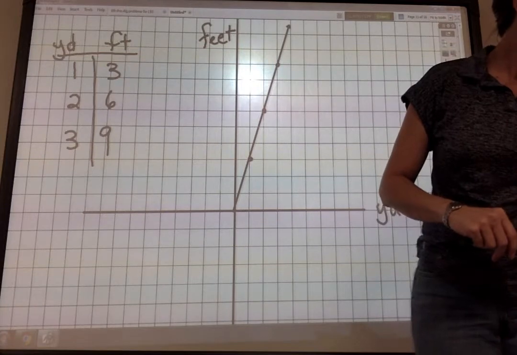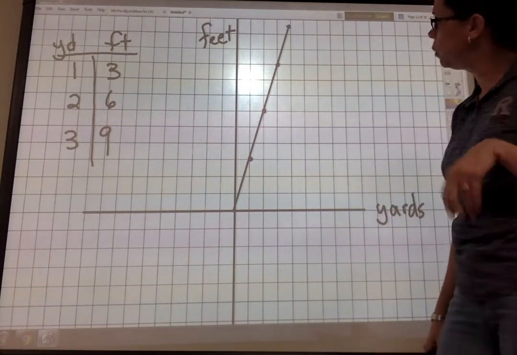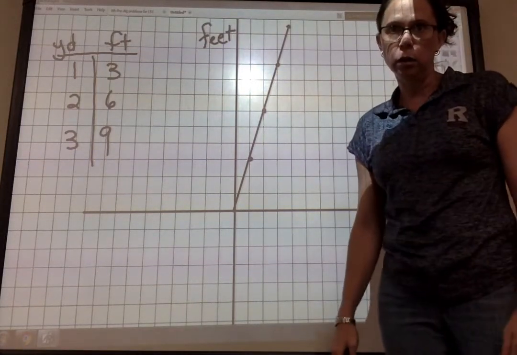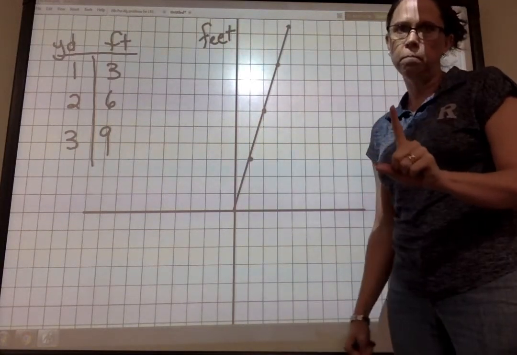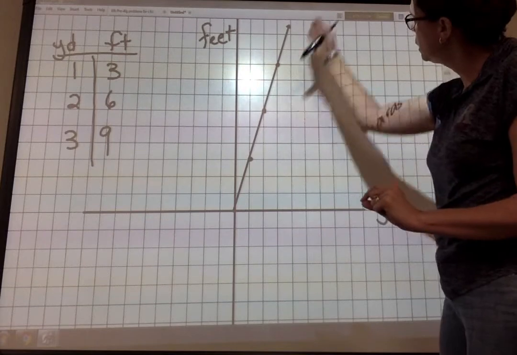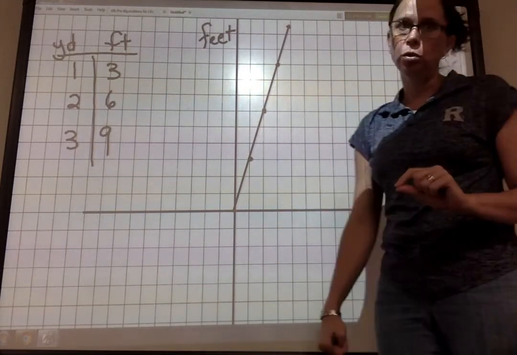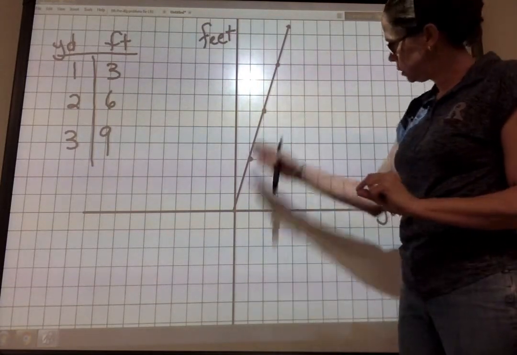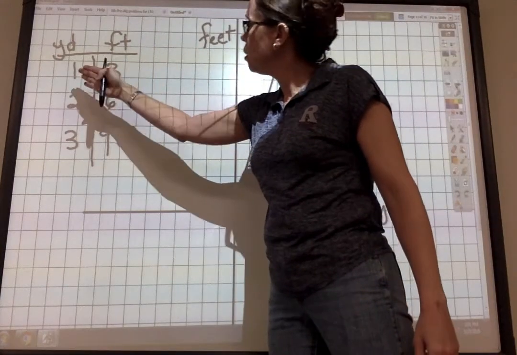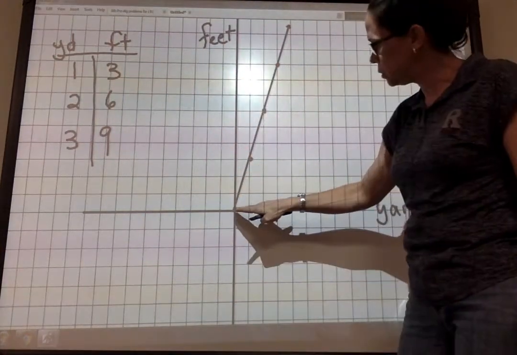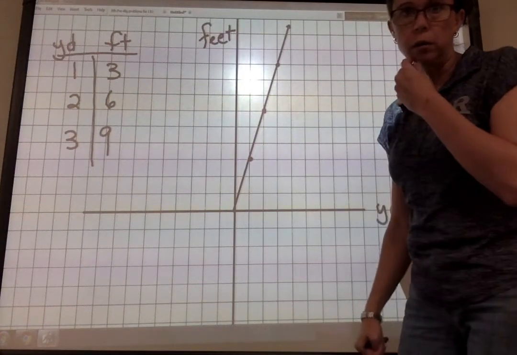And then B, it says, does the graph show a direct variation? Well, let's remember what our graph has to look like to show a direct variation. It has to be a straight line. Do we have a straight line? Yes. And it has to go through the origin. Yes. If I have 0 yards, I'm going to have 0 feet. So (0, 0) is part of the graph.